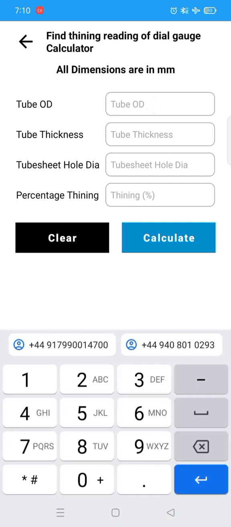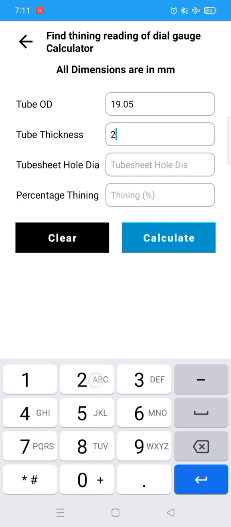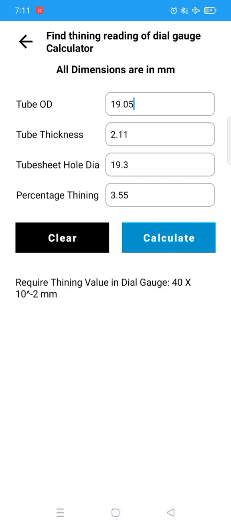You can find dial gauge reading by inputting the percentage. Tube OD is 19.05, tube thickness is 2.11 mm, tube seat hole dia is 19.3, and percentage thinning, let's enter 3.55 percent. So dial gauge reading is 40 into 10 to the minus 2 mm. You can check, dial gauge reading is 40 and the digit is in 10 to the minus 2 mm unit.